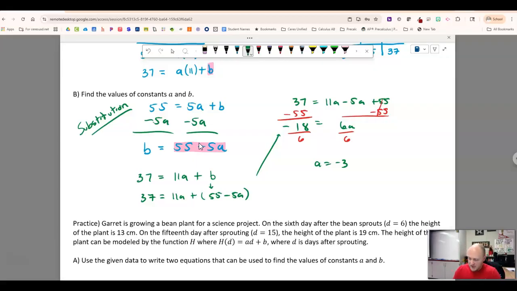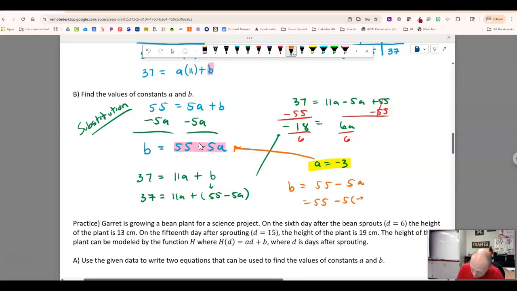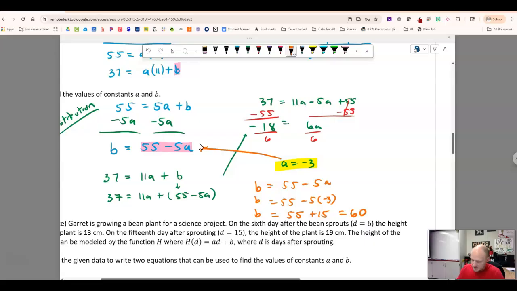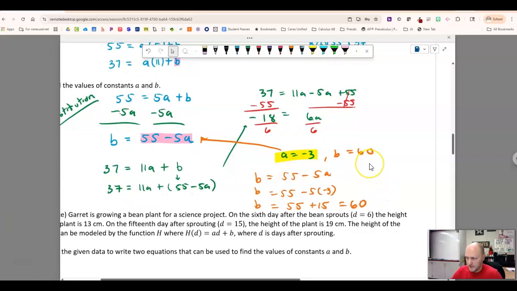And now that I know a equals negative 3, I'm going to plug it back into this equation. b is equal to 55 minus 5a. Well, I know that a is negative 3 now. So this gives me 55 plus 15, which gives us 60. So b is equal to 60. And I like to just go ahead and put them next to each other so it's clear that that's the solution. Oh, and it's not 60, it's 70. 55 plus 15 is 70.